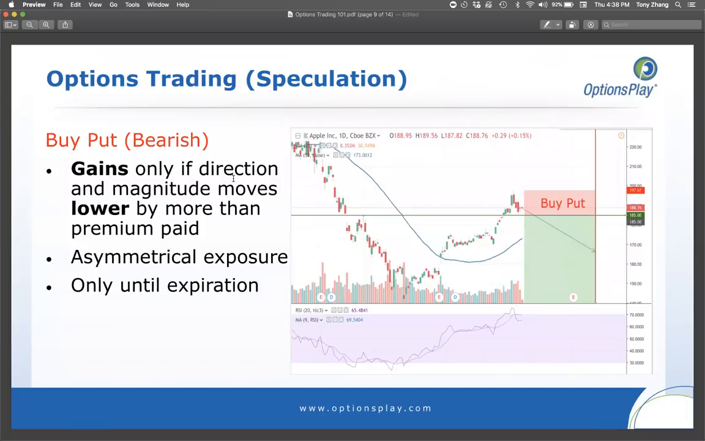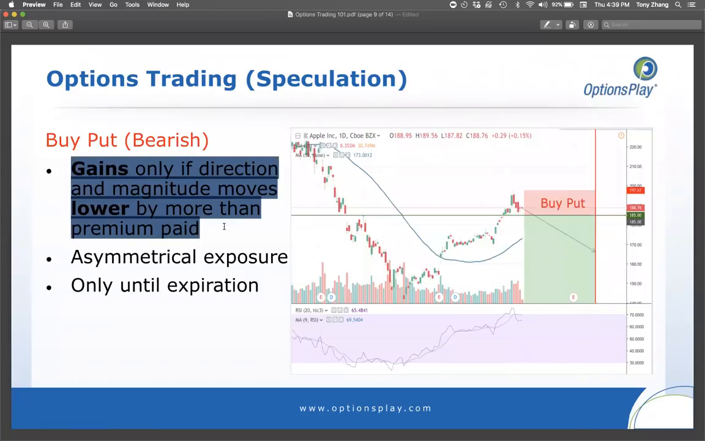You can buy a put option. This is really where you have a lot of options when it comes to trading options versus trading stocks. And this will give you gains, again, only if the direction and magnitude of the move is lower than the premium that you've paid. So basically the opposite of what you were doing before, just now you have to have a big enough move to the downside in order for it to be profitable.